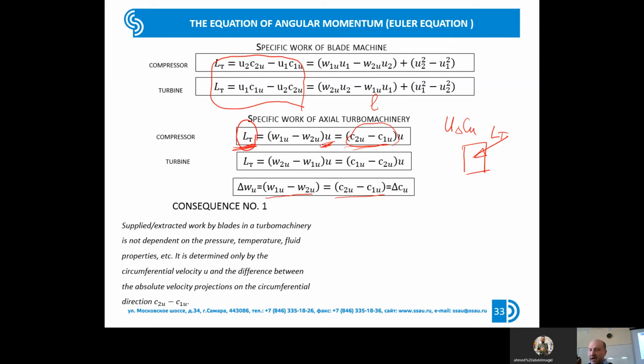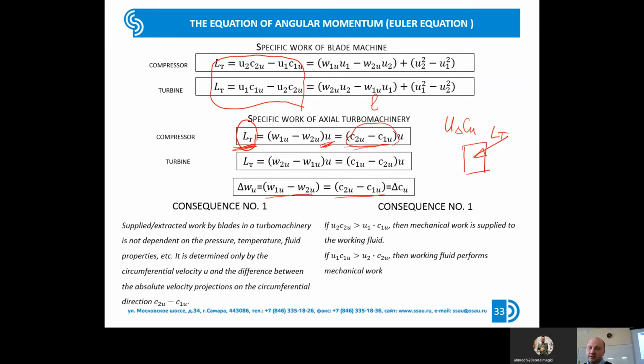That's why I say it's very important to understand what this energy on the blades is, because energy inside the flow and energy on the blades are two different things.